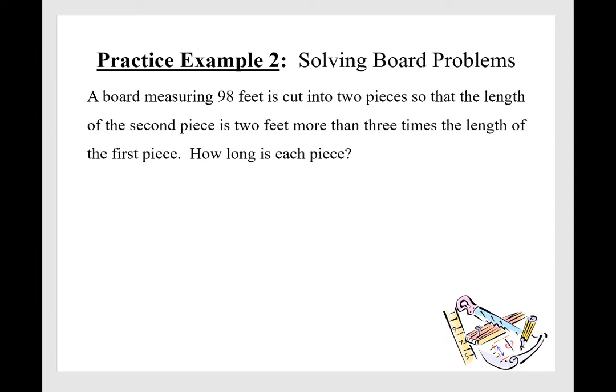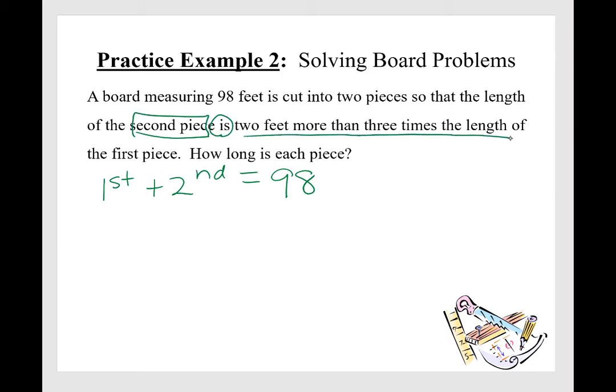All right, welcome back. So we have a board measuring 98 feet. We know the first piece, and we're cutting it into 2 pieces. So first piece plus the second piece equals 98. It says the second piece is, so it's telling me about the second piece first. The second piece is 2 feet more than 3 times the first piece. And I don't know the length of the first piece.